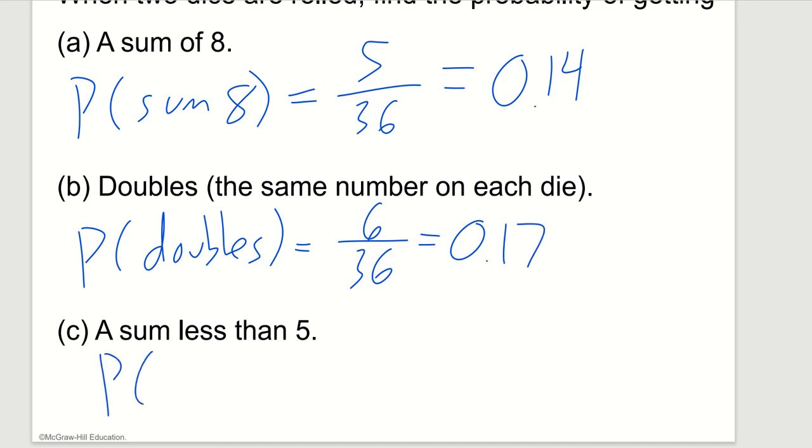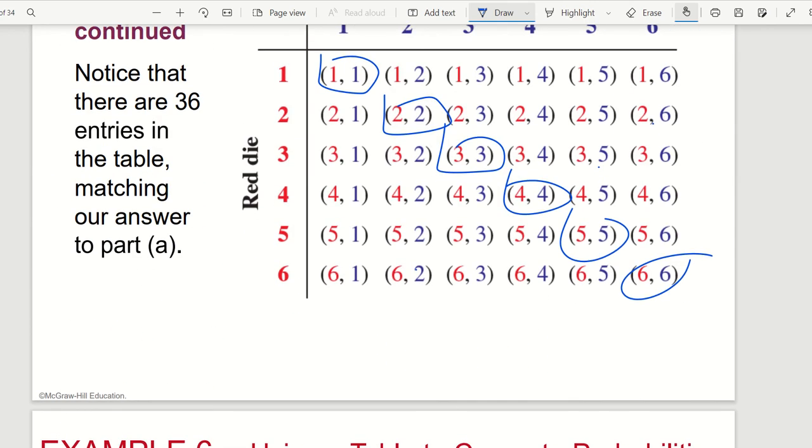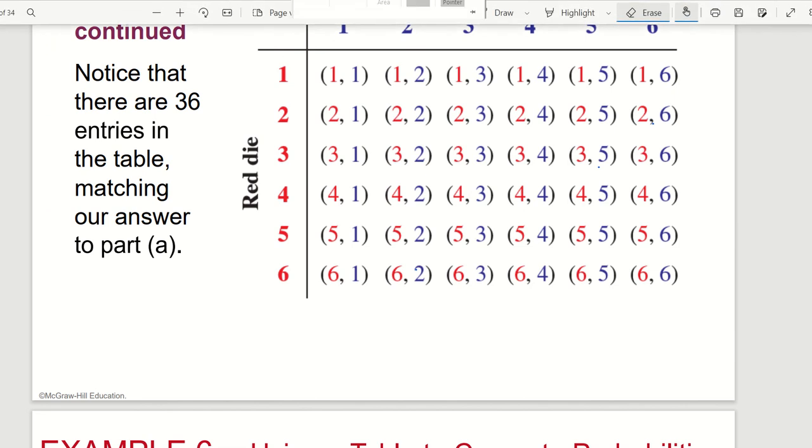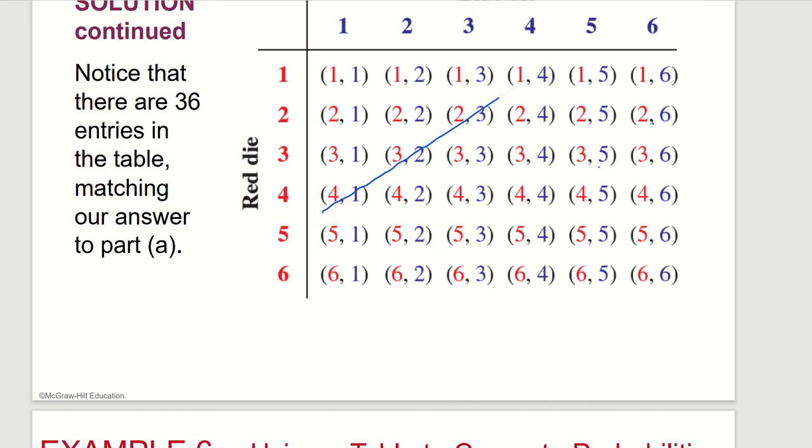And then lastly, what about the probability that the 2 dice add to a number that's less than 5? Let's go ahead and calculate that. So we would need for the dice to add to less than 5. If I look at this diagonal right here, notice that all of these would be the ones that add to 5. 4 plus 1, 3 plus 2, 2 plus 3, 1 plus 4. On this diagonal, all of them add to 5.